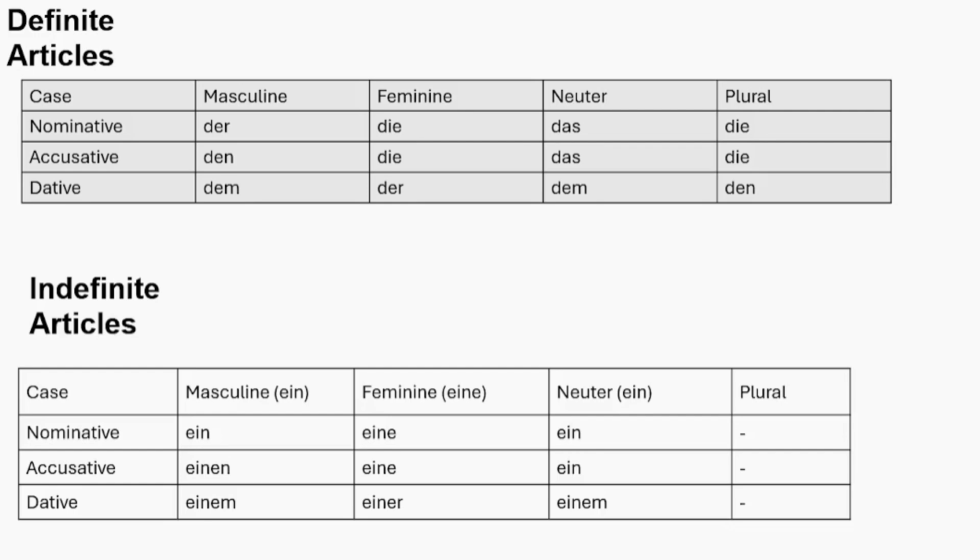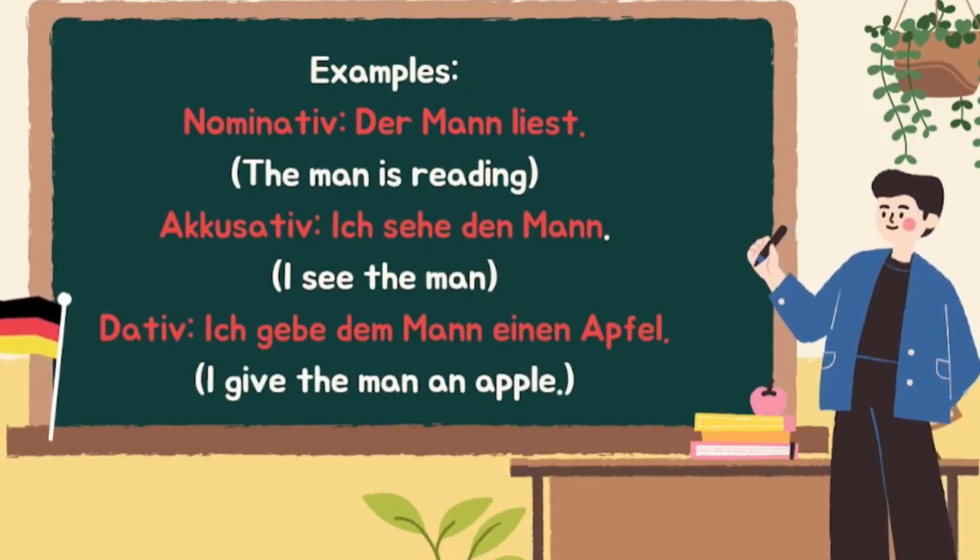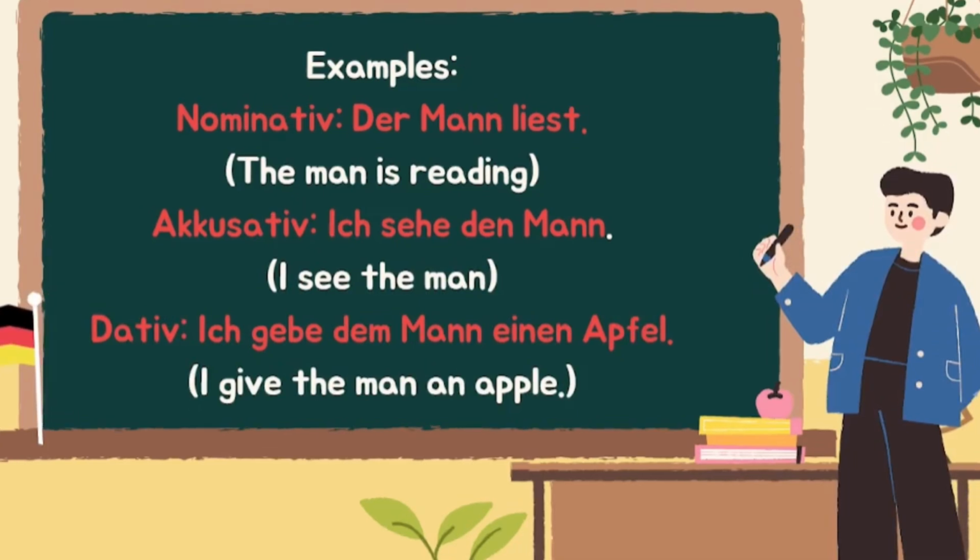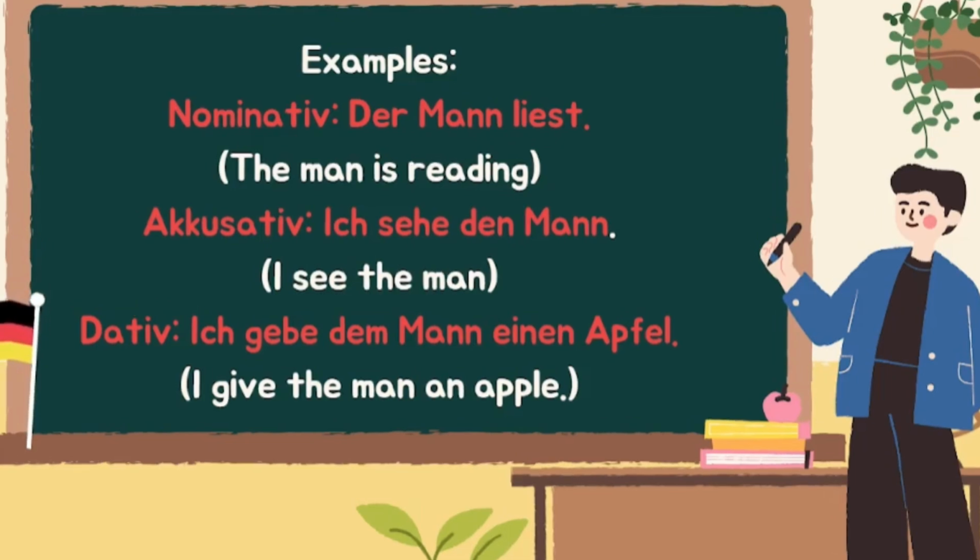So whenever the article changes its form from nominative to accusative to dative, in case of definite articles and in case of indefinite articles, you can identify the case, whether it is nominative, accusative or dative. So let's make it clear by giving an example. Nominative: "Der Mann liest," the man is reading. So you can say the sentence having der Mann is nominative and the sentence having den Mann is accusative.